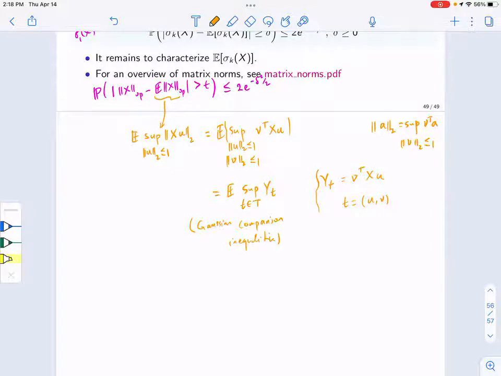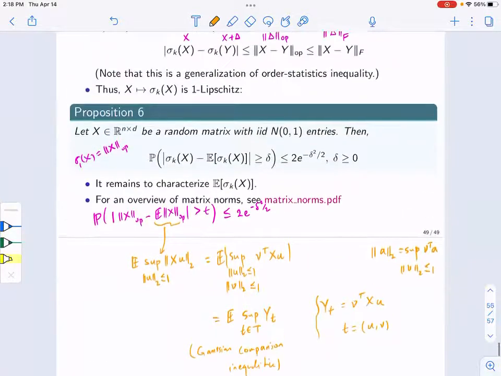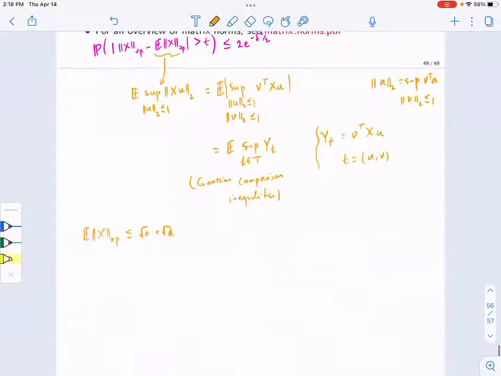So for example, what we can end up showing is something like this guy is bounded by root n plus root d. If it's n by d, then you'd get something like that. We'll prove something like this up to a constant later, but for the Gaussian, you can get a very sharp bound with the constant 1 here.